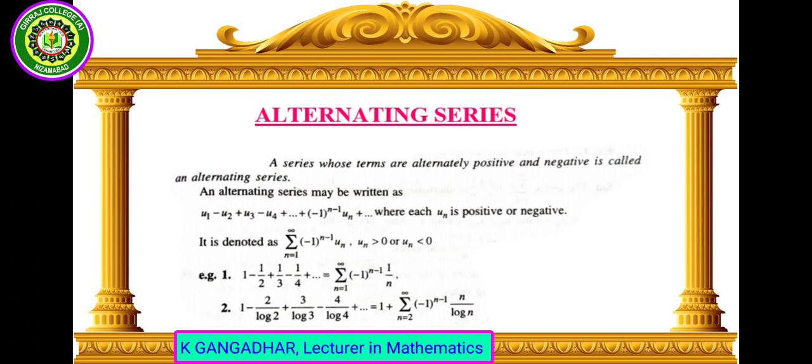So that equals, we write 1 plus sigma. So we will take n equal to 2 to infinity (-1)^(n-1) into n by log n.